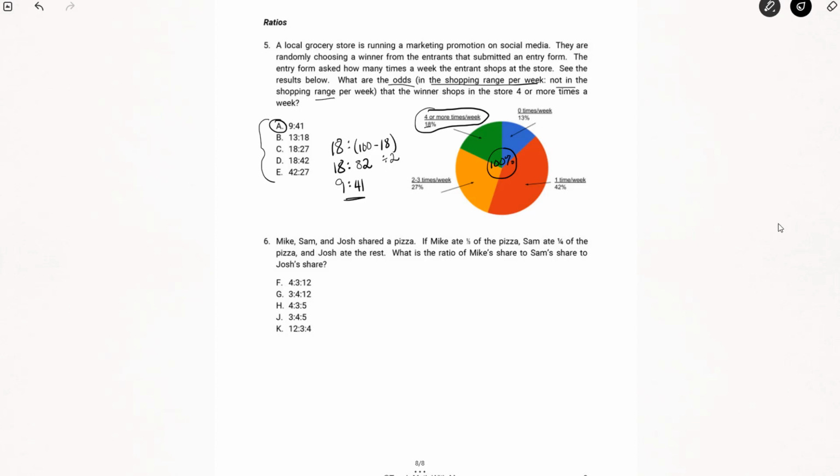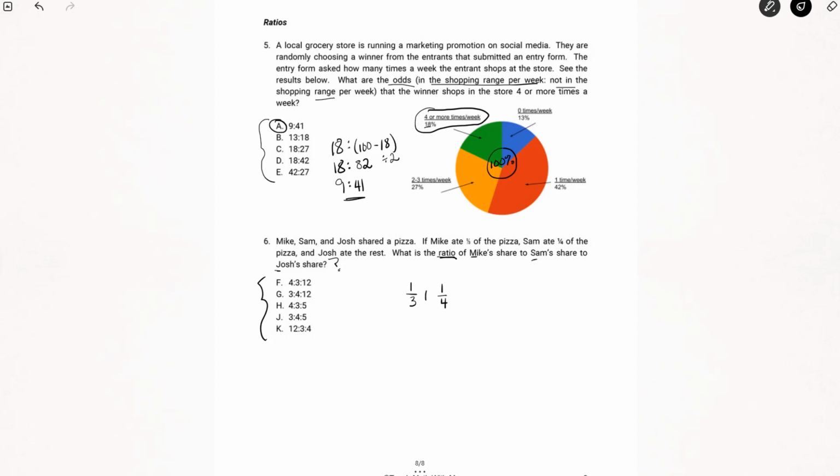Mike and Sam and Josh shared a pizza. If Mike ate 1/3 of the pizza, Sam ate 1/4 of the pizza, and Josh ate the rest, what is the ratio of Mike's share to Sam's share to Josh's share? So we're looking for a ratio, and we glance at our answer choices and we see that they are in ratio form. And what's important is we need to make sure we keep up. Mike is going to show up first in the ratio, then Sam, and then Josh. Okay, but we need to find out, we know that Mike ate 1/3 of the pizza and Sam ate 1/4 of the pizza, but we don't know how much Josh ate. That's the one in question.